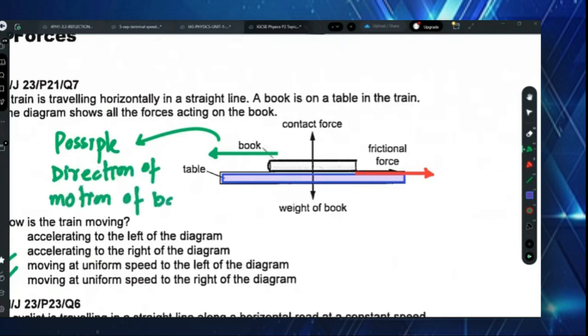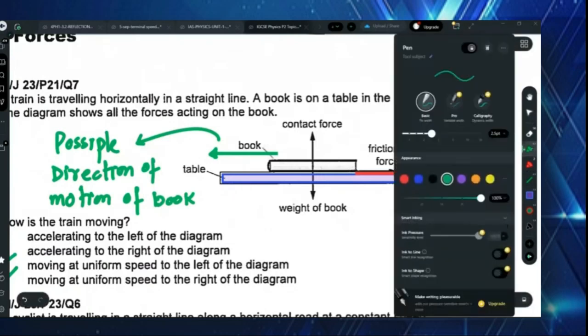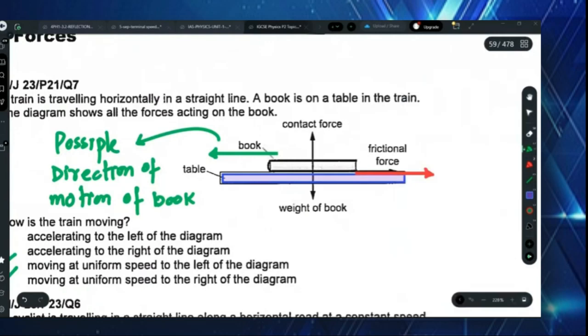And when the book is trying to move in this direction, to keep its position, what do we have? We have the friction towards the right. This is the friction that opposes its motion, and the motion of the book in this direction is just due to what? Because the train is speeding up.